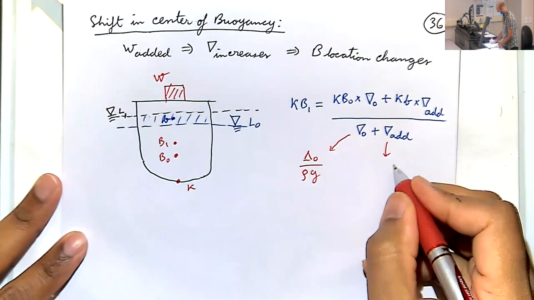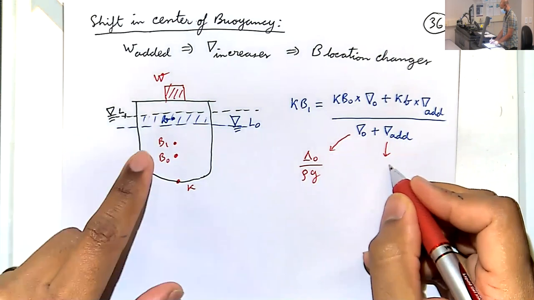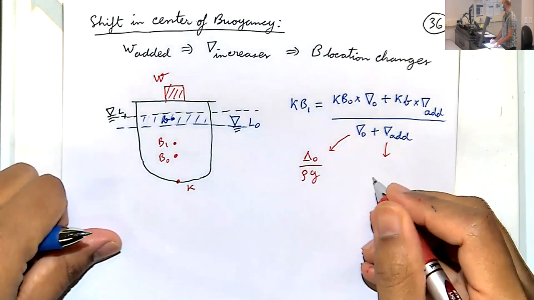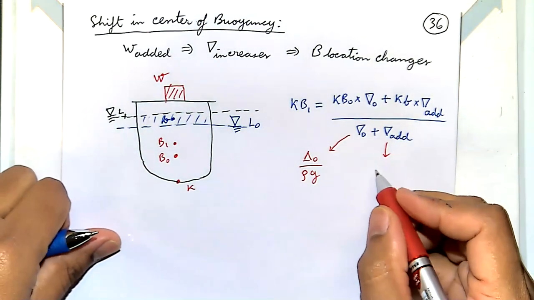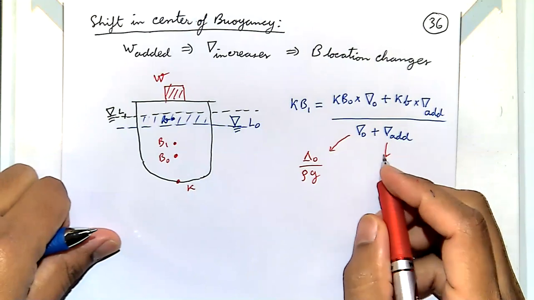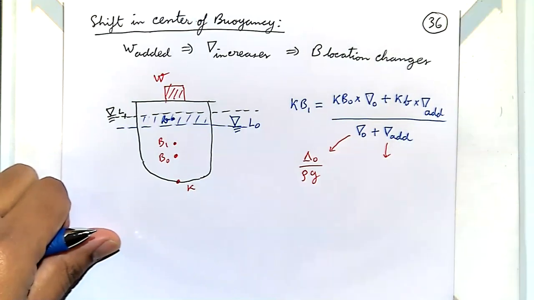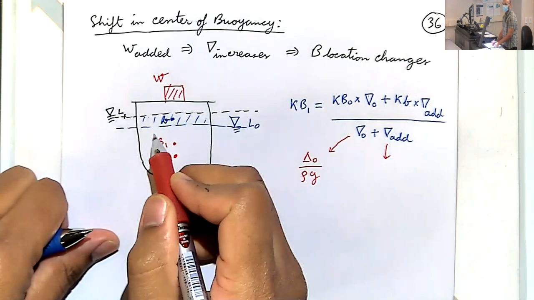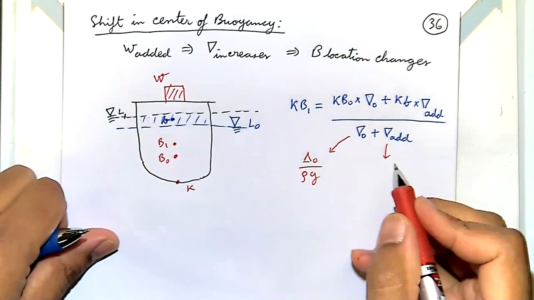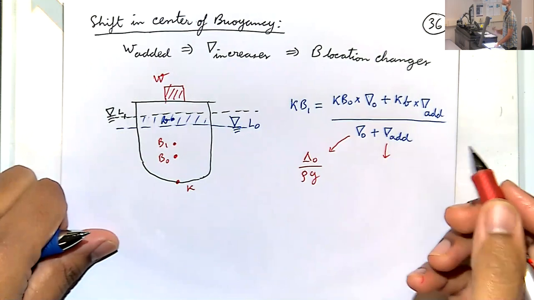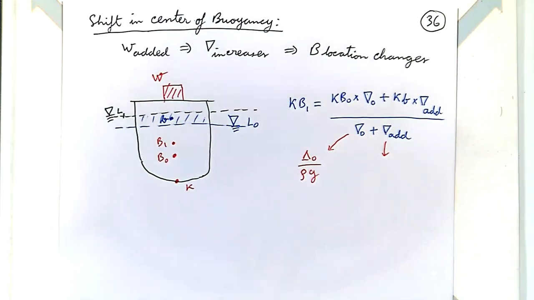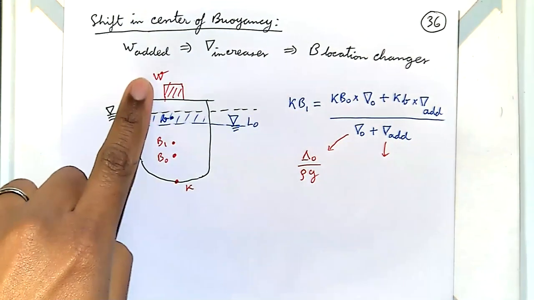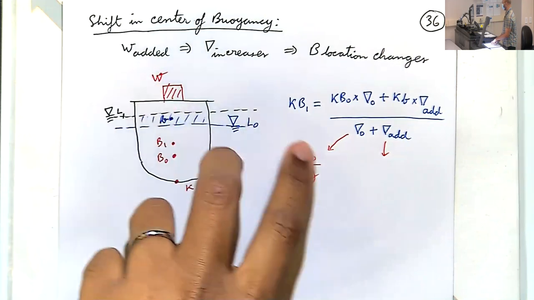What is NABLA additional? What is the volume extra submerged? Wouldn't it be the difference between L naught and L one? If you know the geometry, you can figure it out by doing integration. But without knowing the geometry, would you be able to give me the exact value of extra submerged volume? Not at this moment. So think about what causes this extra submersion. The weight added.